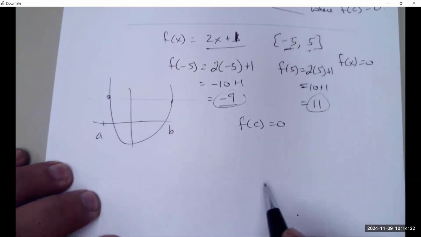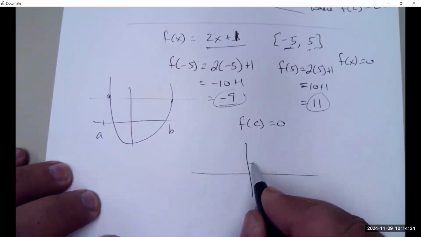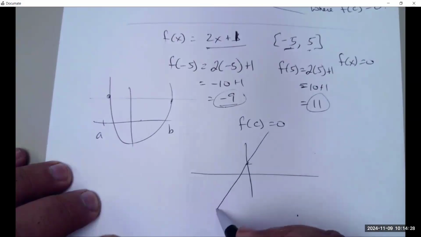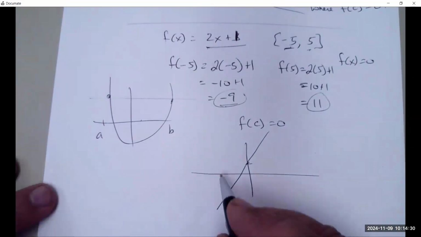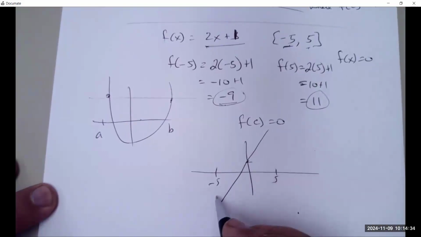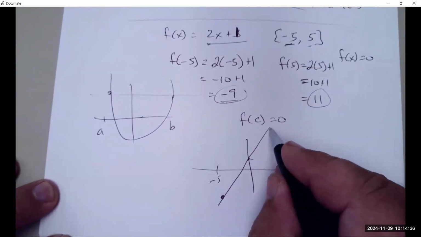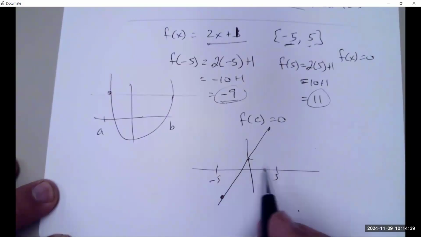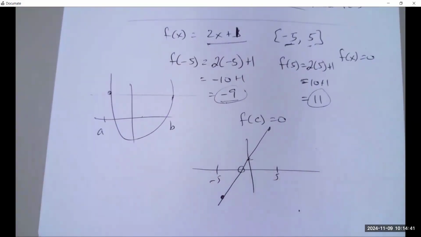But this one, the graph looks like this. From -5 to 5, since this sign is negative and this sign is positive, somewhere between there it has to cross the x-axis at least once. It doesn't tell us how many times it crosses or where it crosses. It just tells us that it does cross.